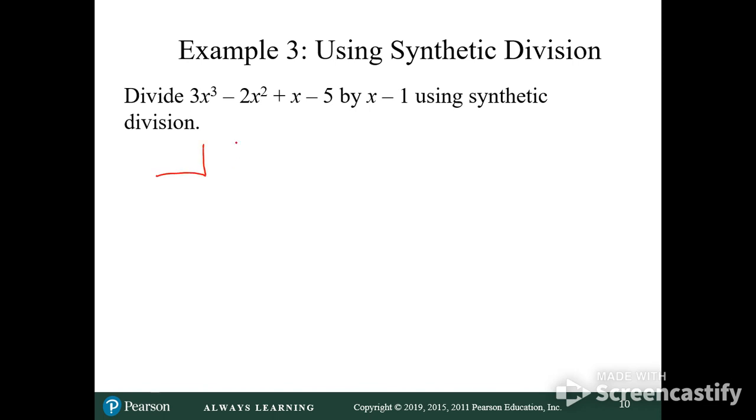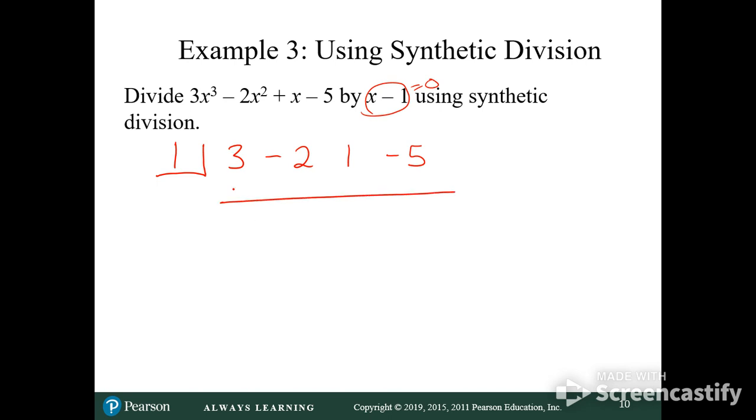But here we go. I'm 3x cubed minus 2x squared plus x minus 5. All we do is write the coefficients. If we skip over a term, we got to put a 0 in for it. But we didn't skip over any here. So we go with the coefficients. And then what goes in the box is what this is equal to 0. So if it's x minus 1, if x minus 1 equals 0, x is equal to a positive 1. The positive 1 goes there, not negative 1. Positive 1.